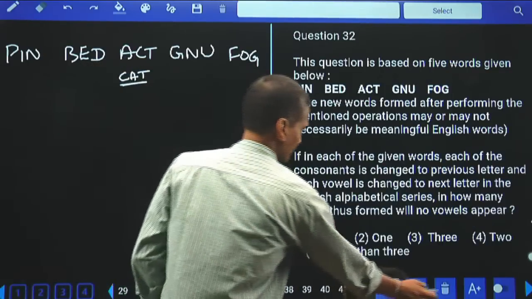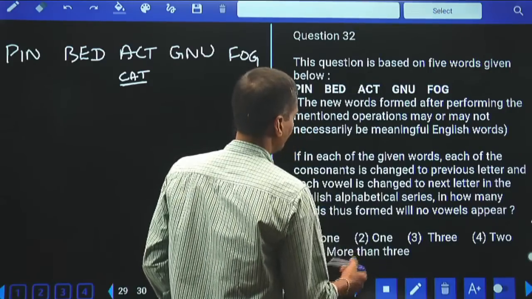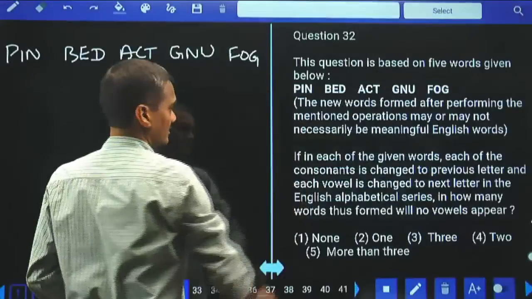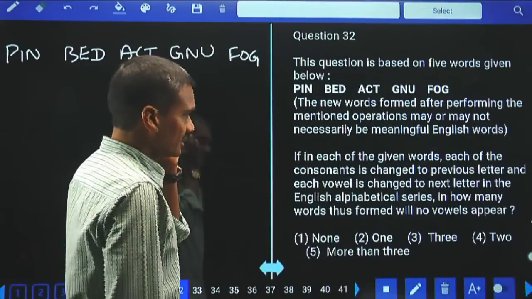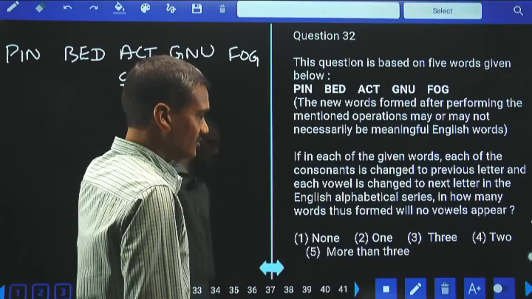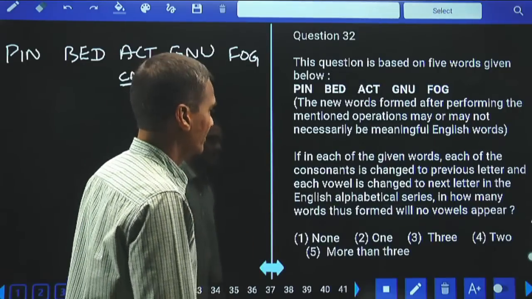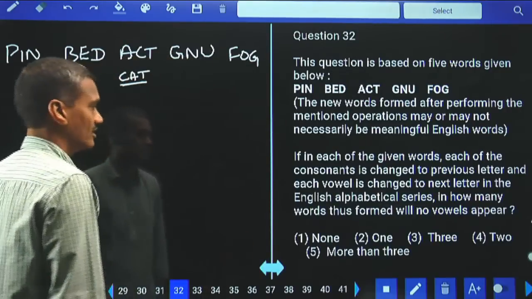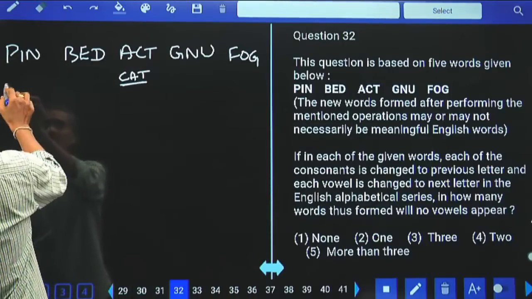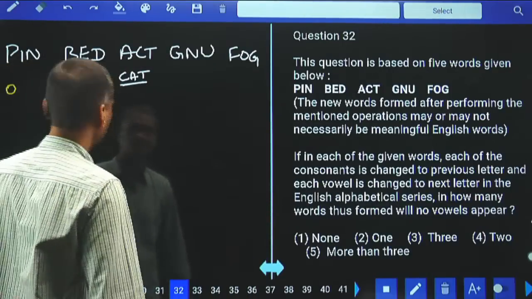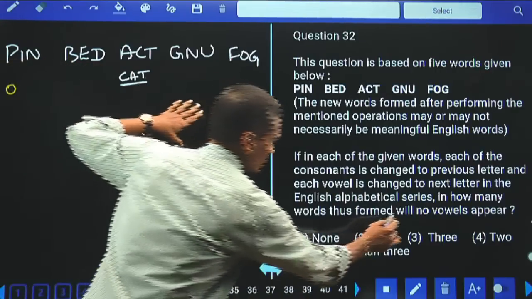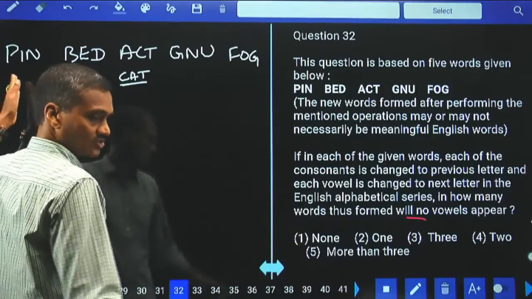Question number 32. In this question, if in each of the given words, each consonant is changed to the previous letter and each vowel is changed to the next letter, consonant minus 1, vowel plus 1, then how many words have no vowel at all? Consonant minus 1: P minus 1 is O. No need to find out the remaining. Why? Because the question is about no vowels at all. O is a vowel, hence no need to identify.